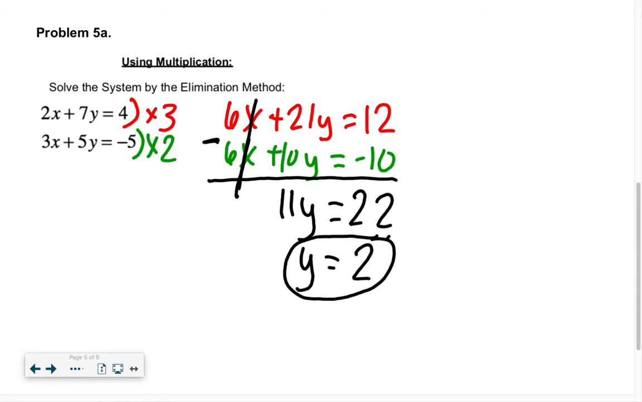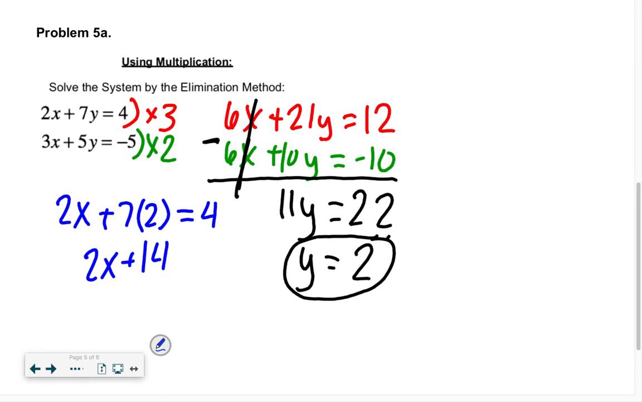What do I have to do with my y? Plug it in. It doesn't matter if you plug it in here or here. I like to go with what I'm originally given, so I don't make any mistakes. So I'll plug in the top one. 2x plus 7, my y is 2, so 7 times 2 equals 4. I have 2x plus what? 14 equals 4. Then what? 2x equals negative 10, subtract from 14, good. And how much is x?